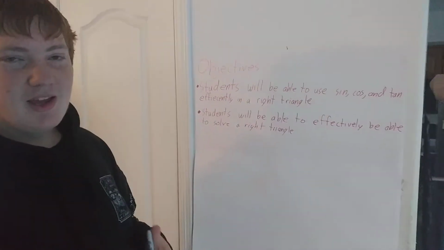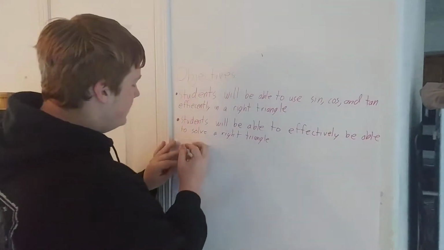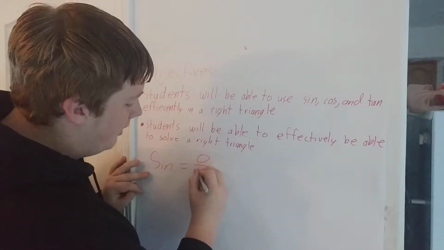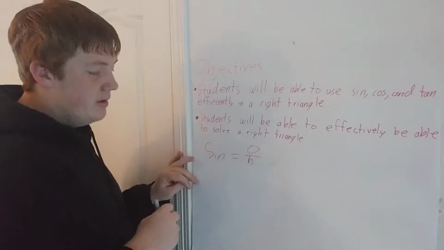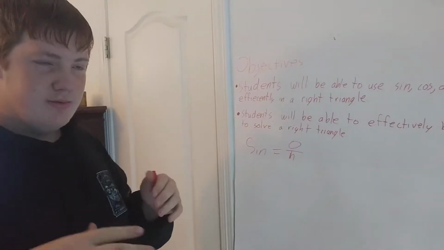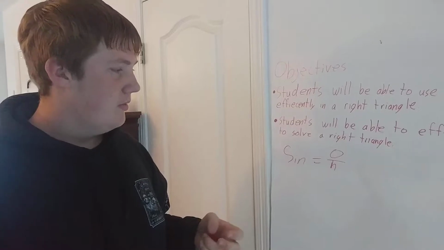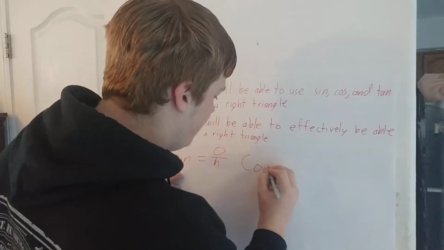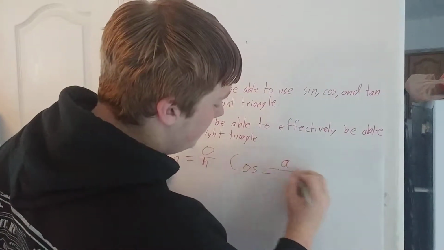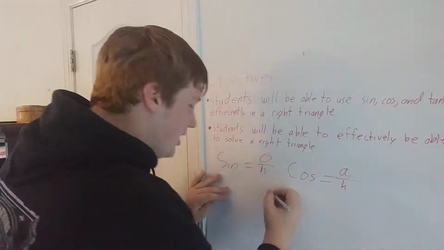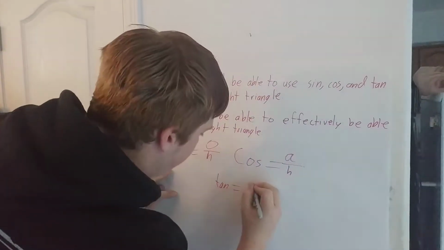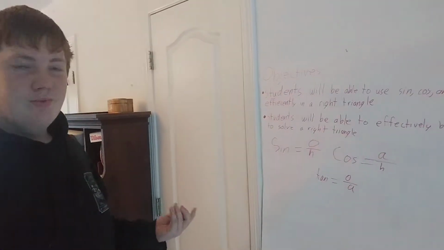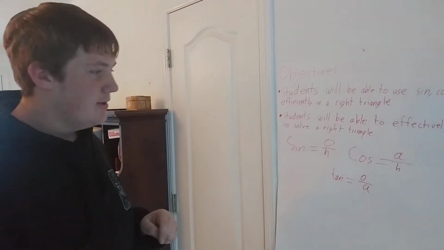So, let's start off with sine, cosine, and tangent. The sine is equal to the opposite over the hypotenuse. That's referring to the sides of the triangle relative to the angle that we're using, but we'll get to that in a second. Cosine is the adjacent over the hypotenuse, and tangent is equal to the opposite over the adjacent. So, let's try to use these in a right triangle.